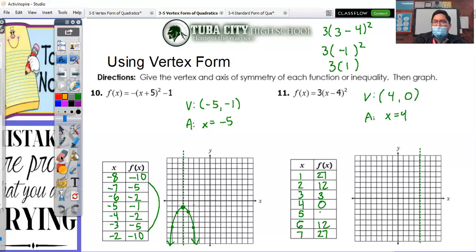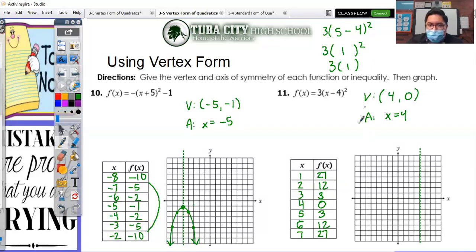Oh, and while I'm at it, since I only have to do a few of them, I'm going to just plug 5 in there anyway. 5 minus 4 is 1. 1 squared is also 1. 3 times 1 is still going to be 3, which again can also be a way of checking our work. So if these numbers don't match up, then we know we did something wrong.